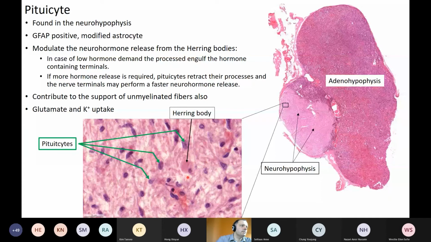And also they have a mechanical supporting function on unmyelinated fibers, and they are involved in neurotransmitter, in glutamate uptake, and they also pick up from the extracellular space the potassium ions. So they have typical astrocyte functions, plus their specific feature is that they are involved in the control of the hormonal release that is specific for the neurohypophysis. Astrocytes called pituicytes.